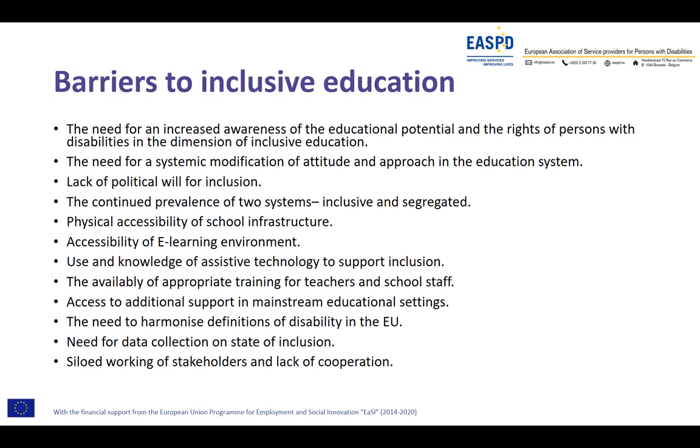The availability of appropriate training for teachers and school staff. There is no training at the moment in Austria, as far as I know. Perhaps in other countries there is training. One of the things I always say is we have to bring this training to the curricula of the universities, to support accessibility and assistive technologies knowledge, to support all these things. We have to bring it into the curricula of the universities, for example, and of the schools. Yeah. The access to additional support in mainstream educational settings, then the need to harmonize the definitions of disability in the European Union.